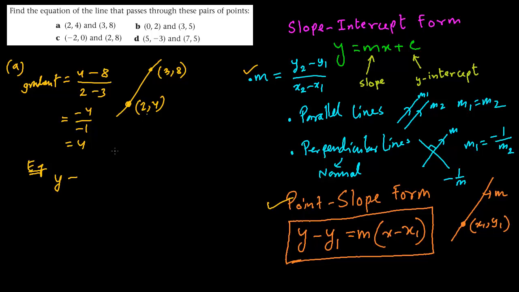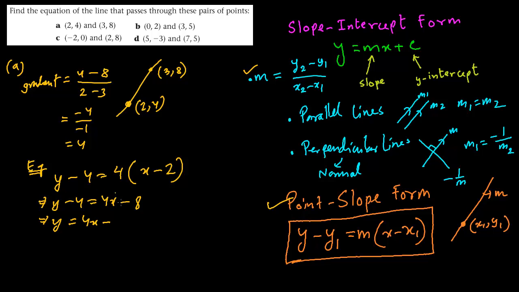Y minus y1, which is 4, equals m. The gradient is also 4. X minus x1 is 2. So this turns out to be y minus 4 equals 4x minus 8. If you take the minus 4 to the other side, that means y equals 4x minus 4.